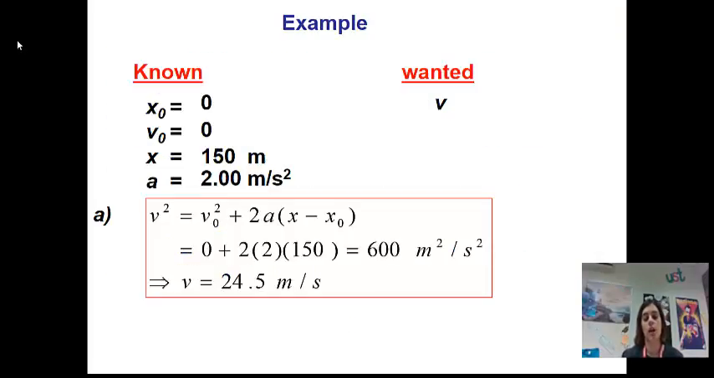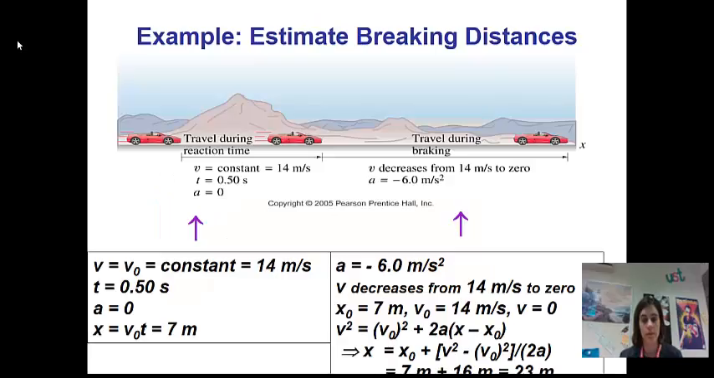So we've got some just very basic examples here where we have x naught equals 0, v naught equals 0. Our total displacement is 150 meters. Acceleration is 2 meters per second squared. We want to know the final velocity. And so this allows us to pick an equation that suits us where we only have one unknown. So we plug in, we solve, and we find our final velocity.